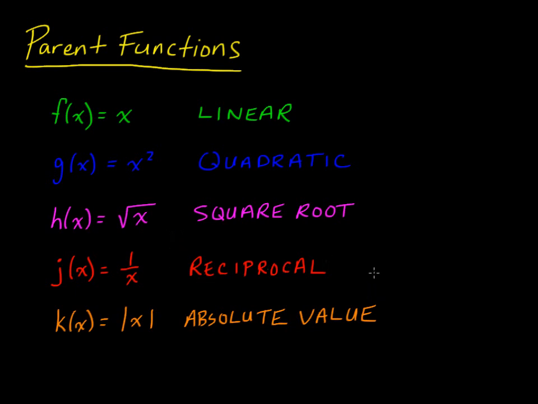There's two more parent functions that we're going to be looking at specifically in grade 11. The next one is the reciprocal function, and this parent function is denoted by the equation j of x is equal to 1 over x. And again, we'll be looking at what the graph of that parent function looks like and what the characteristics of the reciprocal function are. Finally, we're going to look at the absolute value function, where the parent function equation is k of x is equal to the absolute value of x.